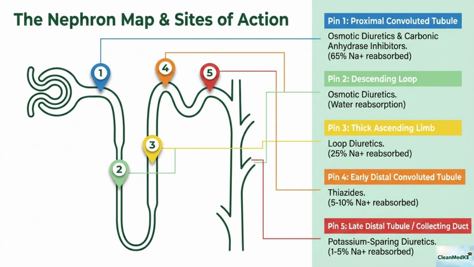To master these drugs, you have to know the map. There are 5 key pins, or sites of action, along the nephron. Pin 1 is the proximal convoluted tubule, where we find carbonic anhydrase inhibitors. Pin 2 is the descending loop, the site for osmotic diuretics. Pin 3 is the thick ascending limb, the home of the powerful loop diuretics. Pin 4 is the early distal convoluted tubule, where thiazides work. Pin 5 represents the late distal tubule and collecting duct, the site for potassium-sparing diuretics.